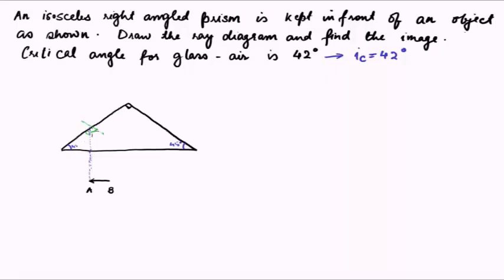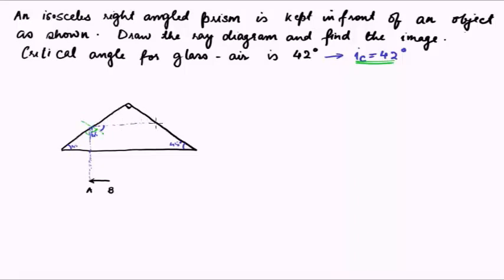Let us draw the normal here. So this is 45 degrees. This means this is also 45 degrees. Since this is normal, this is 45 degrees. Now as the angle of incidence here is 45 degrees, it is more than the critical angle. Therefore a total internal reflection will take place at this surface. Therefore the law of reflection will follow. This is 45 degrees, the angle of reflection will also be 45 degrees, and as a result what will happen?